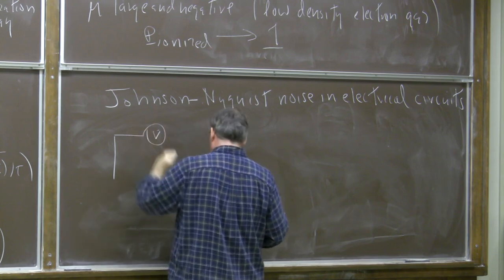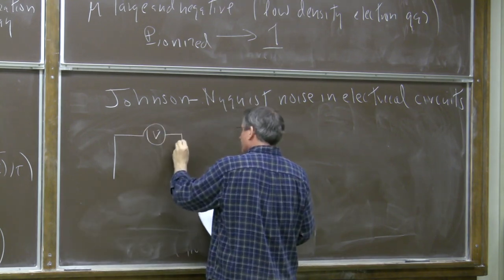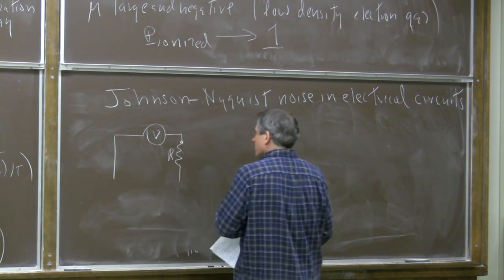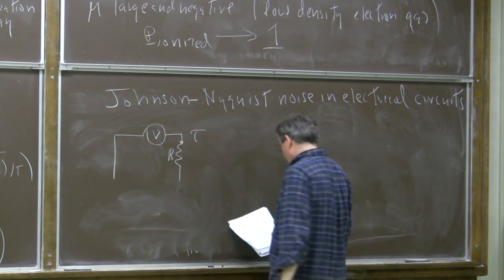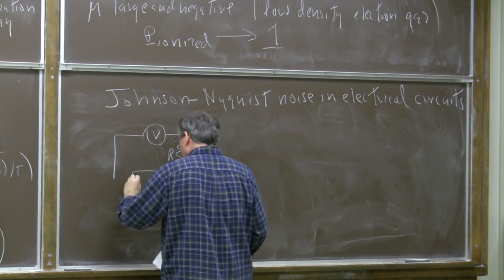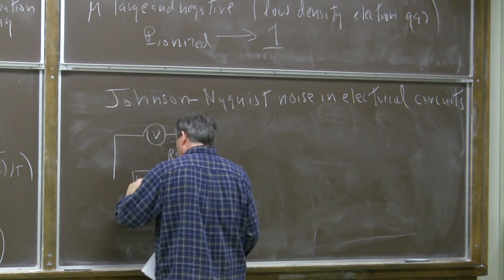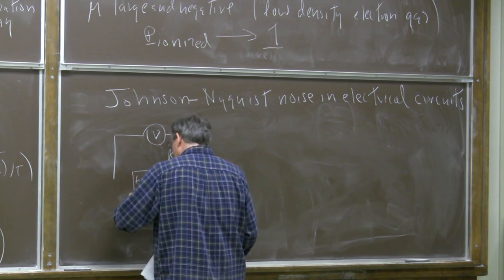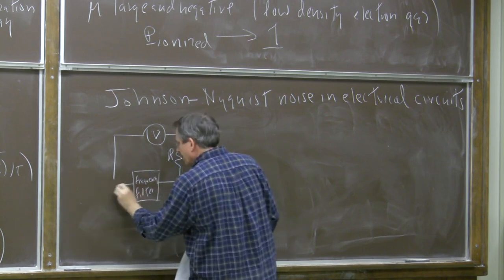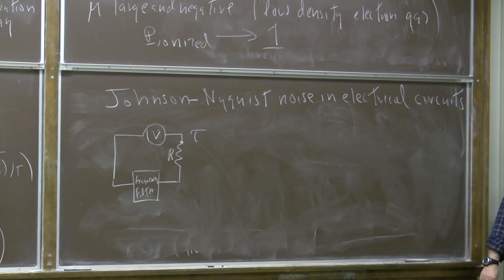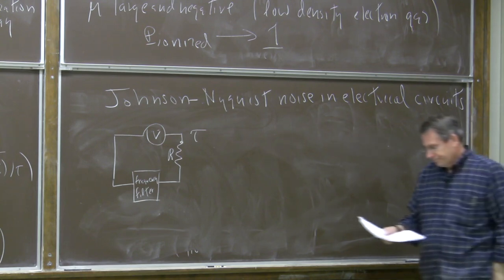So specifically, let's consider this situation. We have a voltmeter and a resistor with resistance R. The whole thing is at temperature tau. And I'll explain what this means in a second. But we're going to consider a frequency filter in the circuit. And that means we're only measuring the contributions of the voltage which come from signals which have frequency in a certain band, a certain interval.